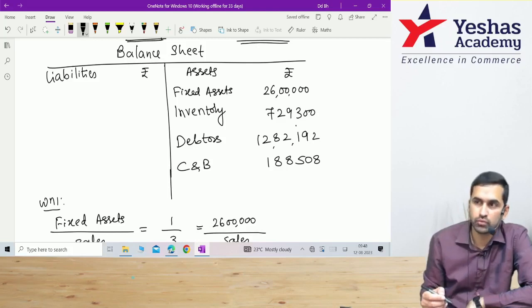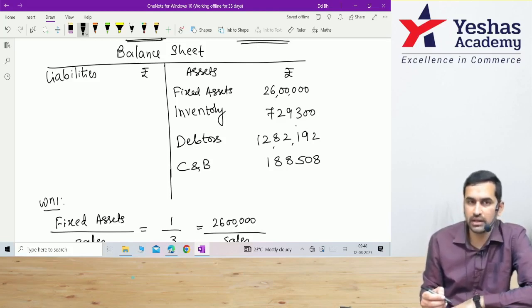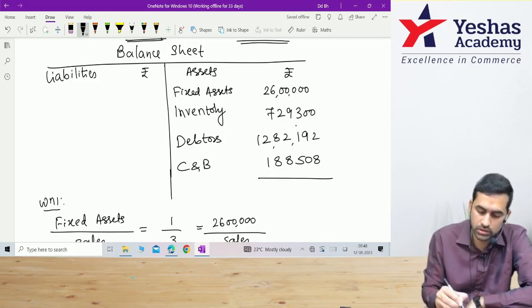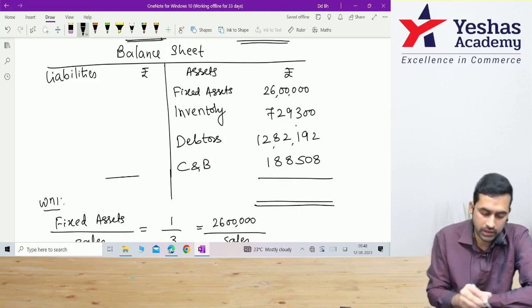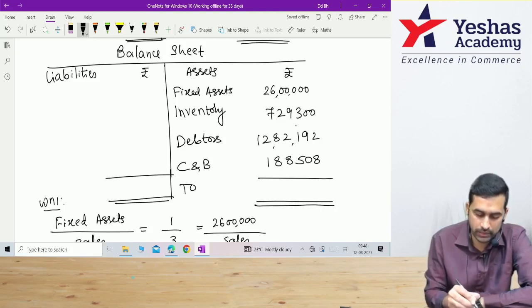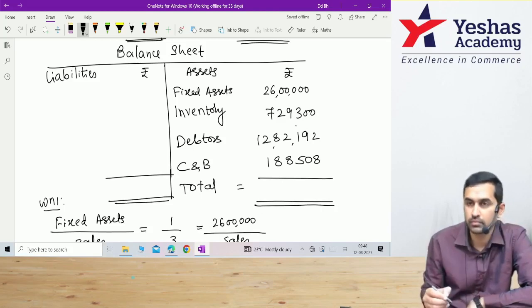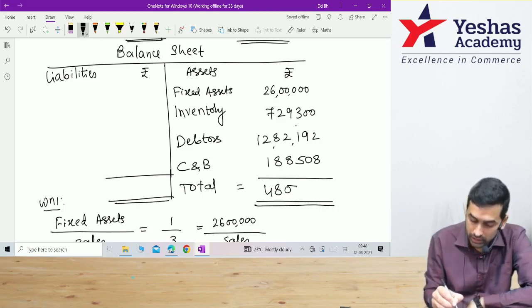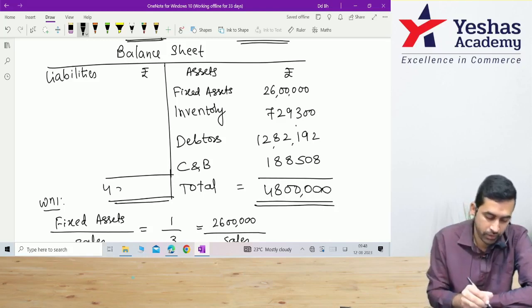Before I continue, there cannot be anything other than this on asset side. Therefore, I can do this total, and that will be the total on the liability side also. 48 lakhs would be the total here.